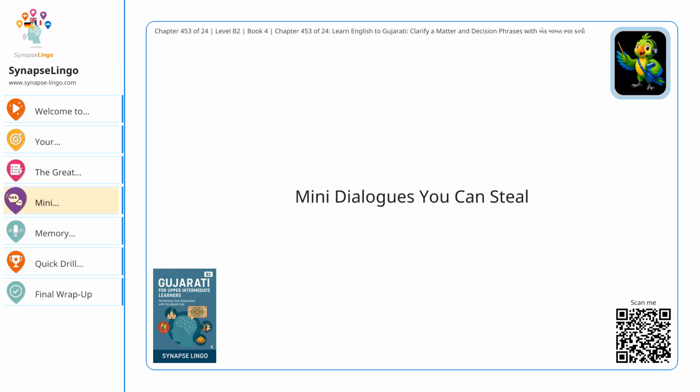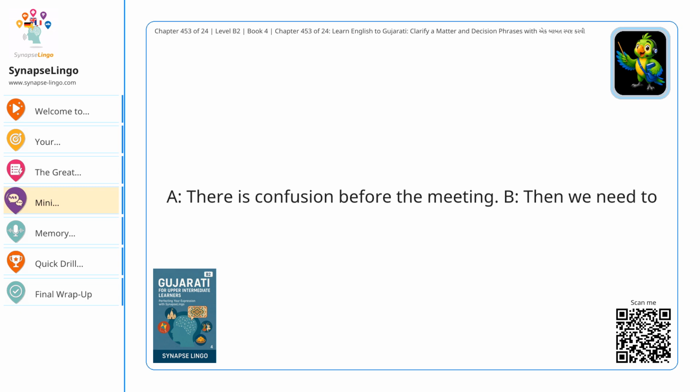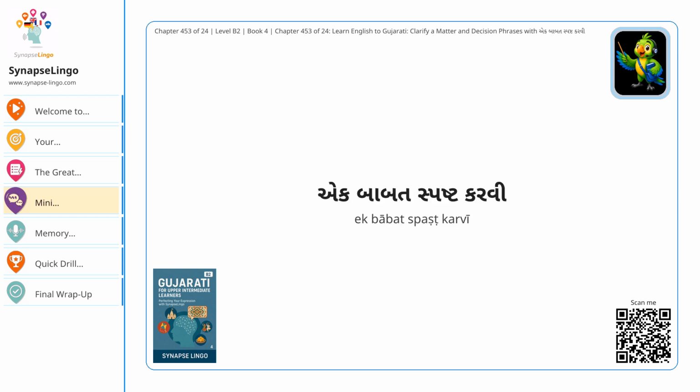Mini dialogues you can steal. These short dialogues are perfect for shadowing aloud. Copy the tone, pause naturally, and enjoy sounding impressively competent. A. There is confusion before the meeting. B. Then we need to, એક બાબત સ્પષ્ટ કરવી, first.